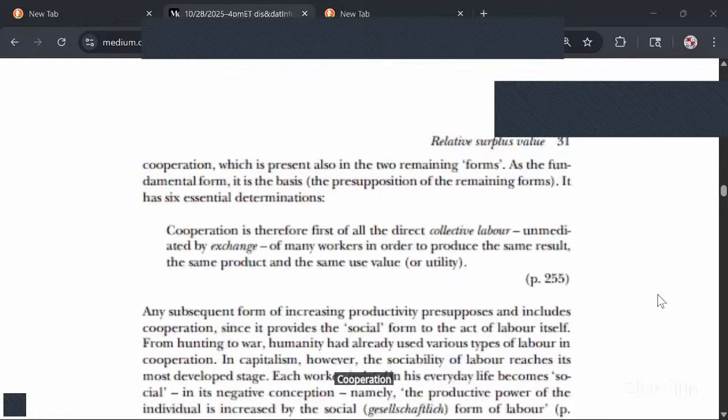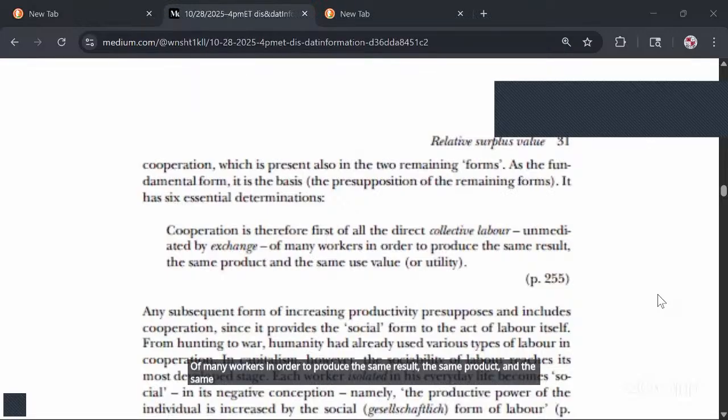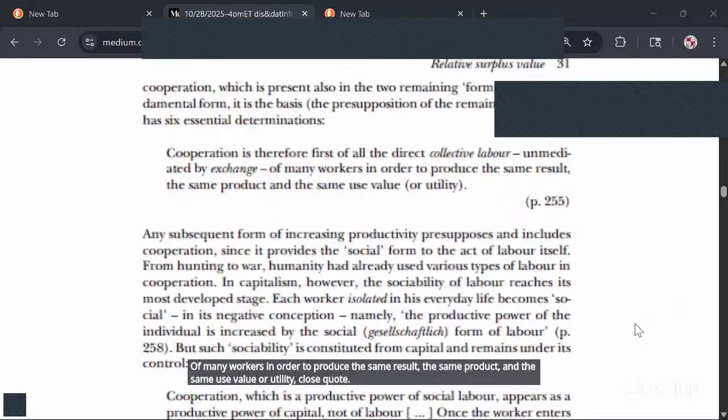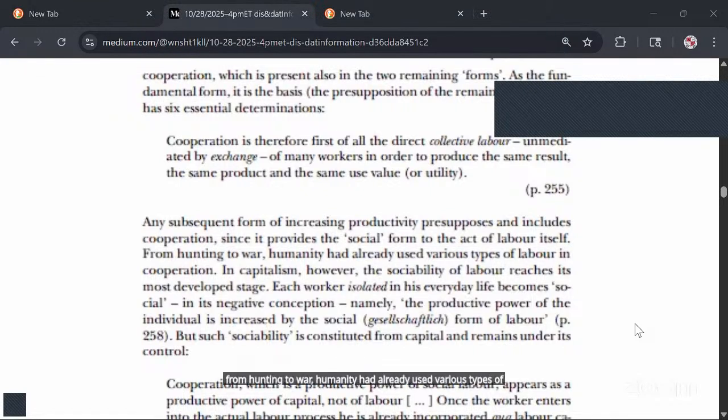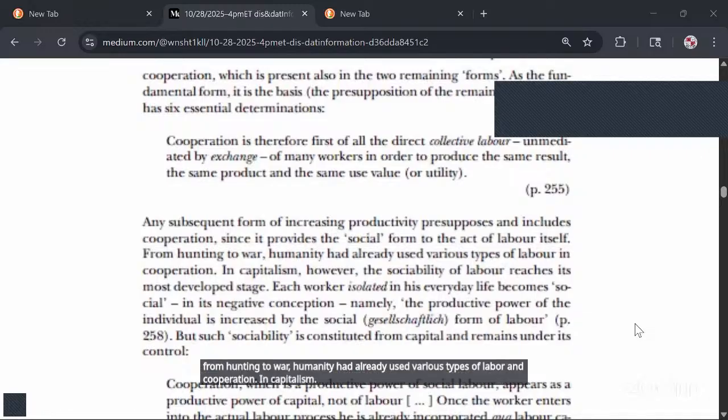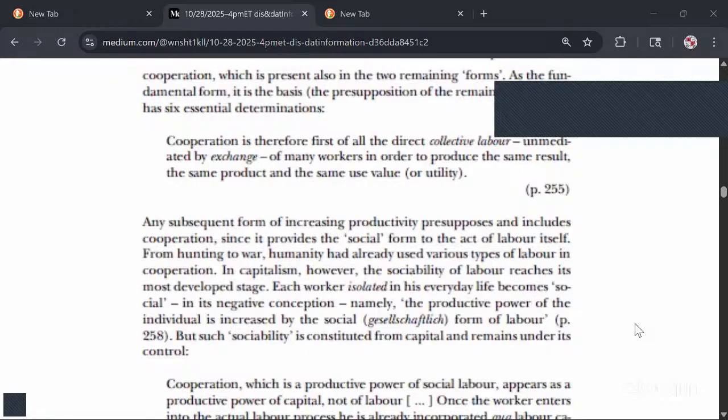"Cooperation is therefore first of all the direct collective labor that is unmediated by exchange of many workers in order to produce the same result, the same product, and the same use value or utility," close quote. Any subsequent form of increasing productivity presupposes and includes cooperation, since it provides the social form for the act of labor itself. From hunting to war, humanity had already used various types of labor and cooperation. In capitalism, however, the sociability of labor reaches its most developed stage.